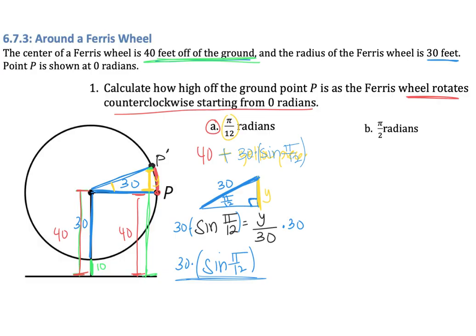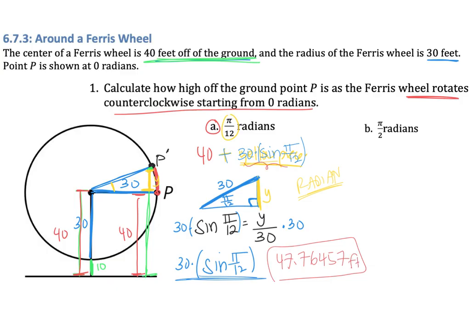Now, if you want to use your calculator and calculate that, you need to make sure your calculator is in radian mode. So you have to go to your mode and make sure you're not in degrees, but you are in radians. And if you were to calculate that, I'm going to calculate it right now. And I would add 40 plus that value, and I would get roughly 47.76457 feet above ground.